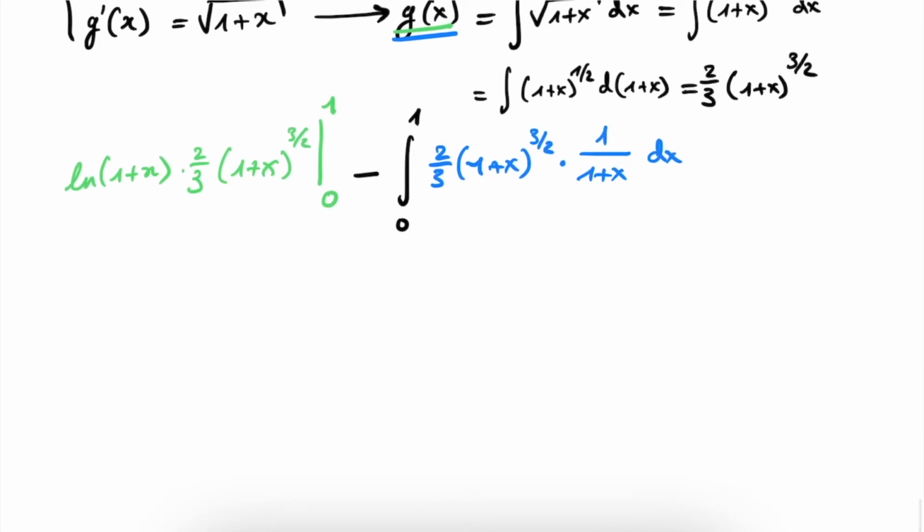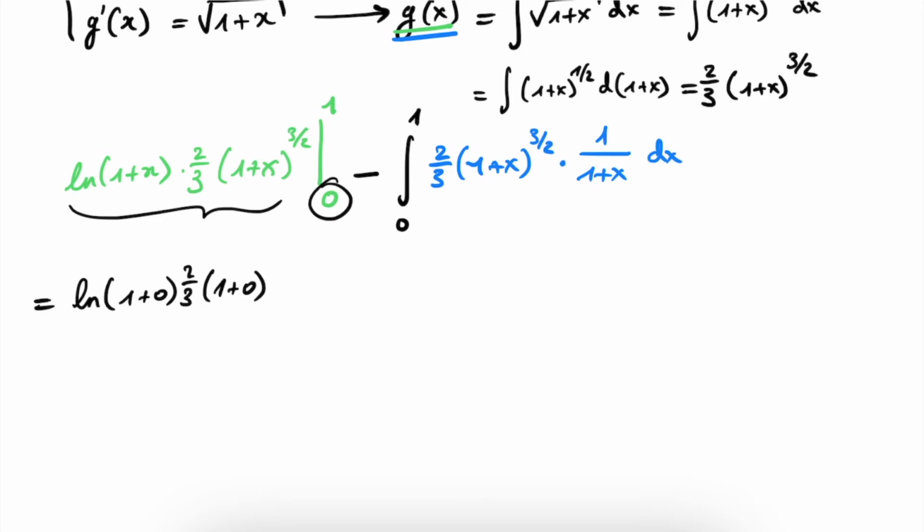This can now simply be calculated. So we get this term first. This will become ln of 1 plus 0 times 3 over 2 times 1 plus 0, which is this function filled in the lower boundary. We subtract this function filled in the upper boundary, so that would be 1 plus 1 times 2 over 3 times 1 plus 1.